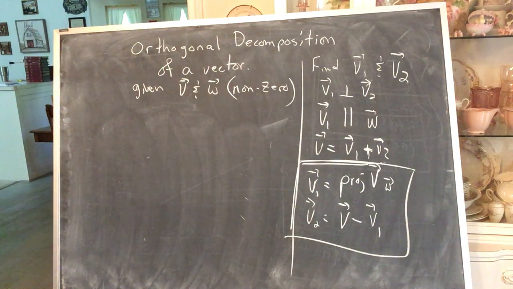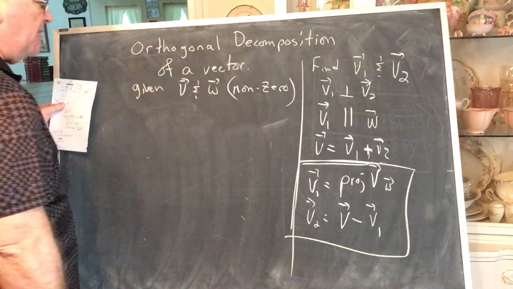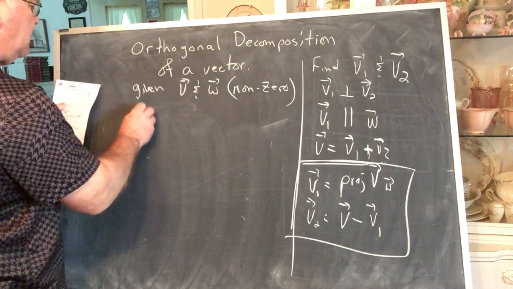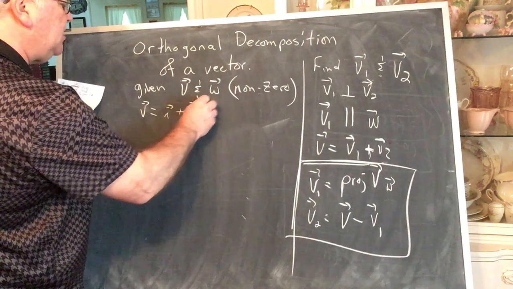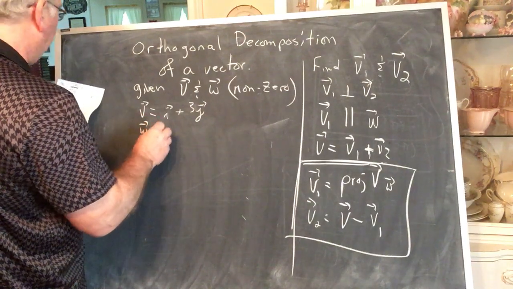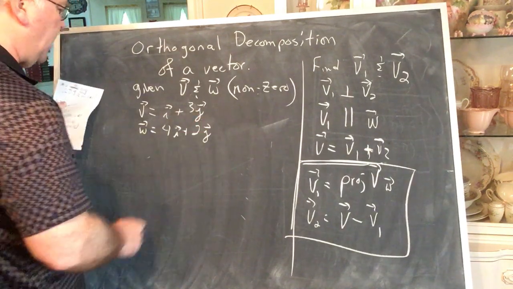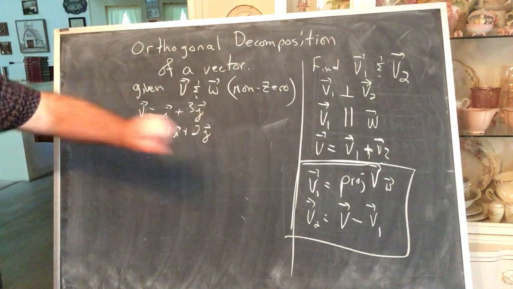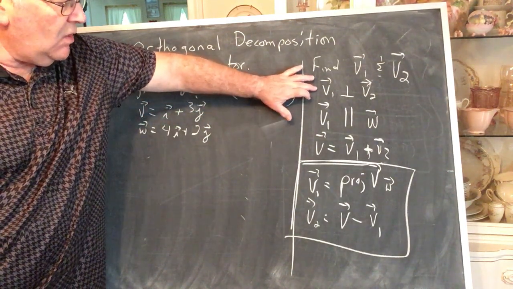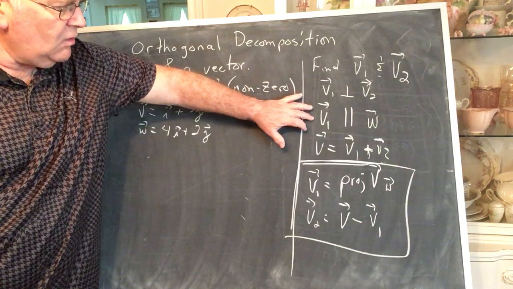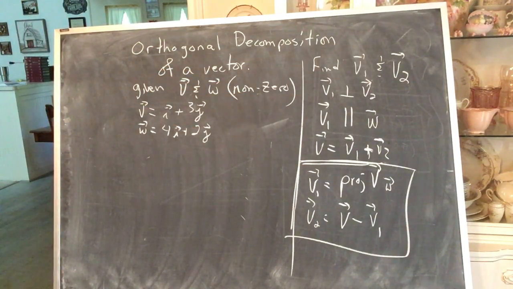All right, so we're going to do a specific example of this orthogonal decomposition of vector v. Suppose vector v is given to be i plus 3j. Vector w is given to be 4i plus 2j. And our task is to find v1 and v2 such that these three statements are true. v1 and v2 are orthogonal. We have v1 parallel to w, and v is the sum of these two vectors v1 and v2.